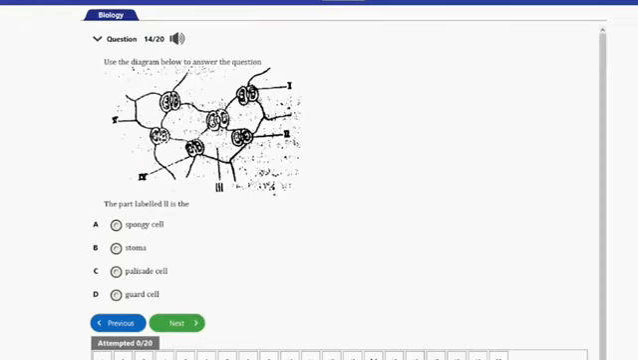That's question number 14 here, and we also have a diagram here. It says use the diagram below to answer the question, and the question here says the part labeled II is the A, spongy cell, B, stoma, C, palisade cell, D, guard cell. So guys, the answer to this question is option B, and that's the stoma. So let's go ahead and consider the next question, guys.